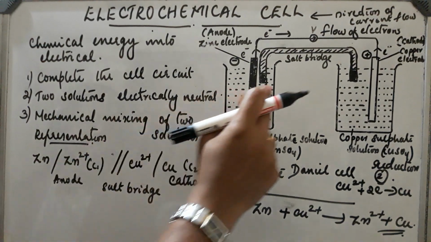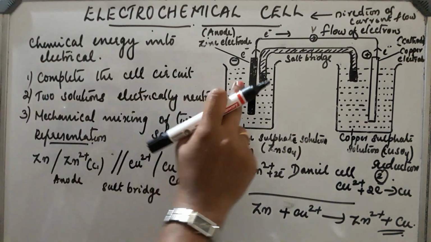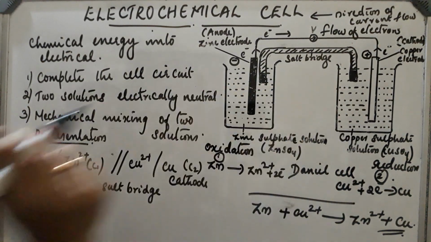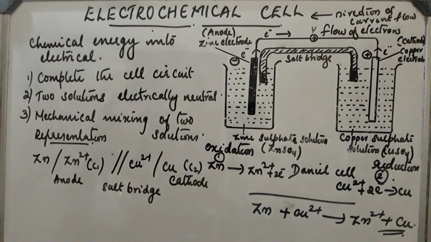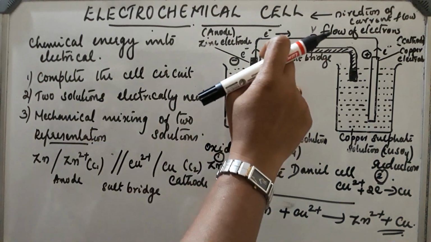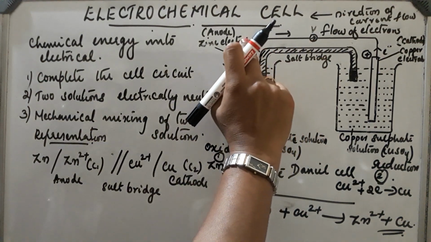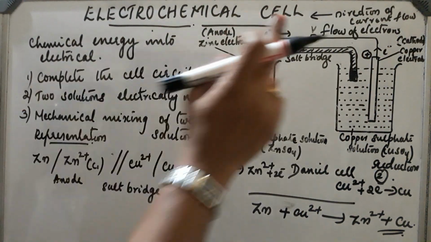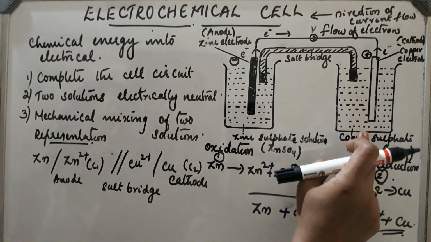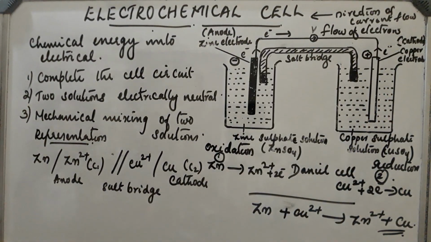A salt bridge is present which helps to complete the cell circuit and also makes the two solutions electrically neutral. It also prevents the mixing of these two solutions. Now, the two compartments are neutral, and how does the current flow? As the electrons flow from this direction to this direction, current will flow in the opposite direction. So due to this chemical reaction, electricity is produced. This much about electrochemical cell.